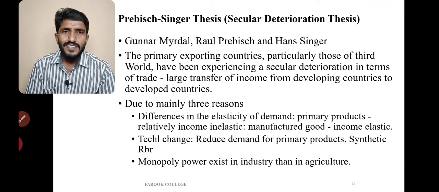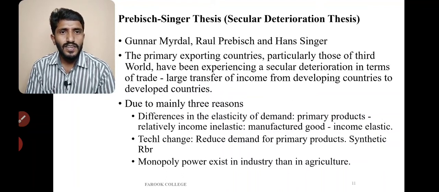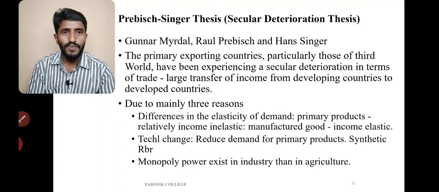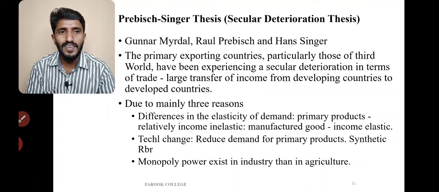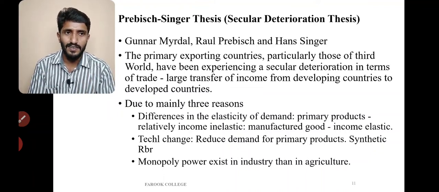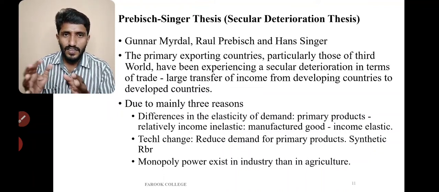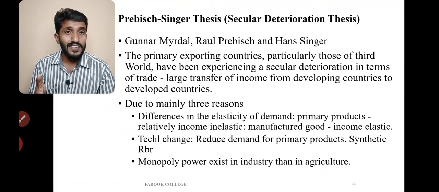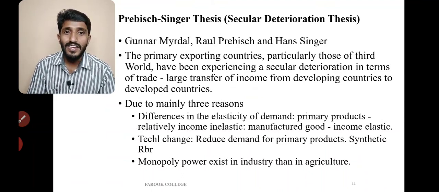Why is there not much benefit for the less developed nations? Prebisch and Singer provide three reasons for that. The first one is the difference in the elasticity of demand. Primary products are relatively income inelastic. The agriculture products are income inelastic.